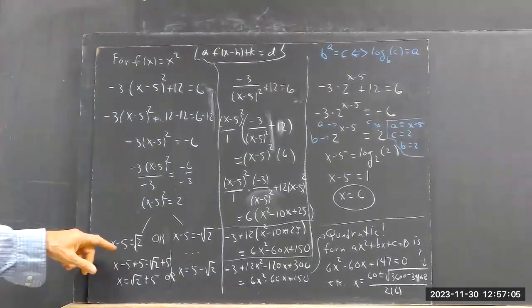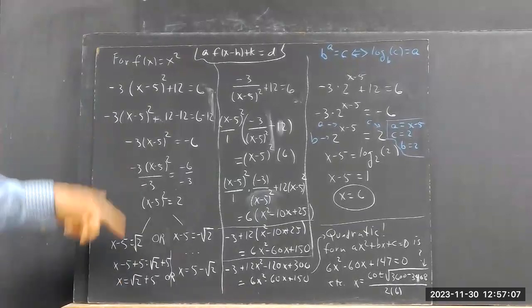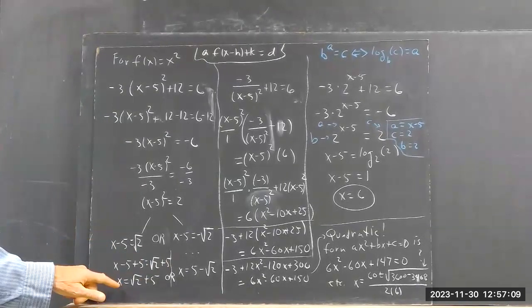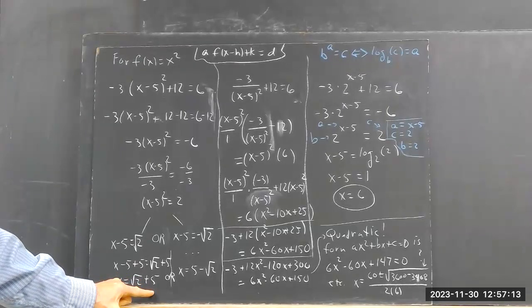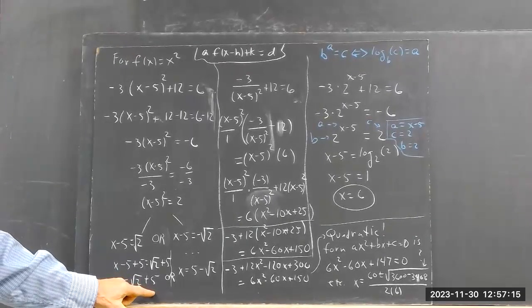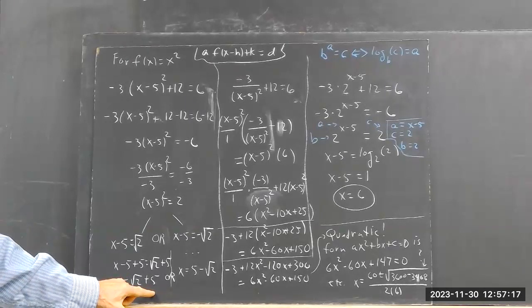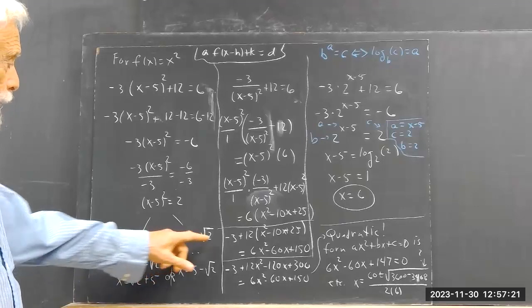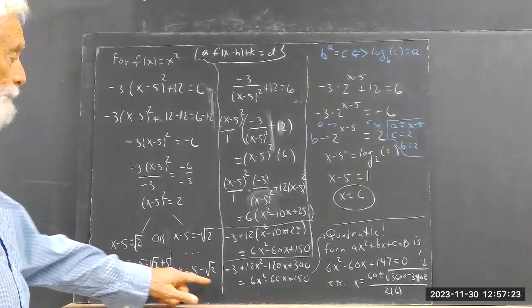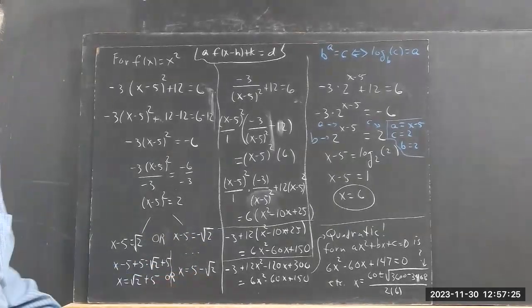Solve this: x minus 5 equals the square root of 2. You're going to add 5 to both sides, and you're going to get x equals the square root of 2 plus 5, which we would usually write as 5 plus the square root of 2. We usually write the whole number up front. And if you do this, you add 5 to both sides, and you get 5 minus the square root of 2. That's the solution.